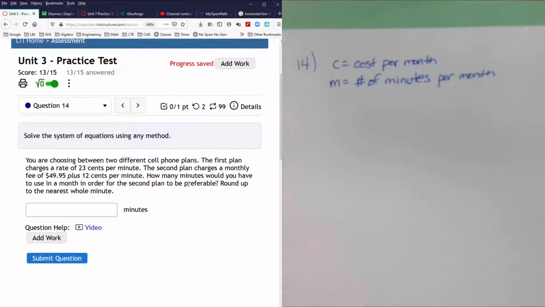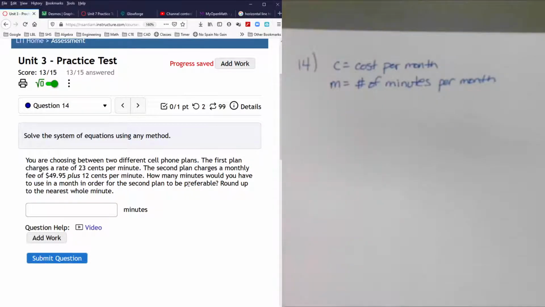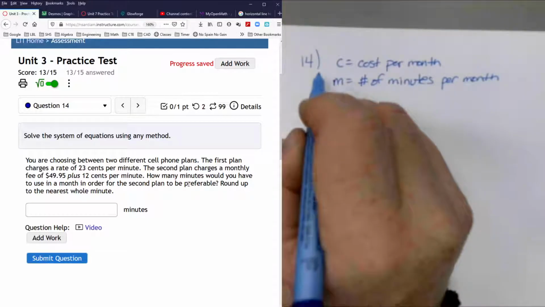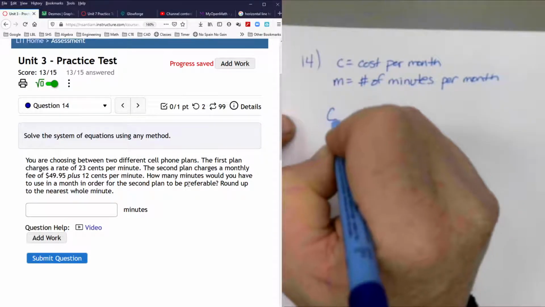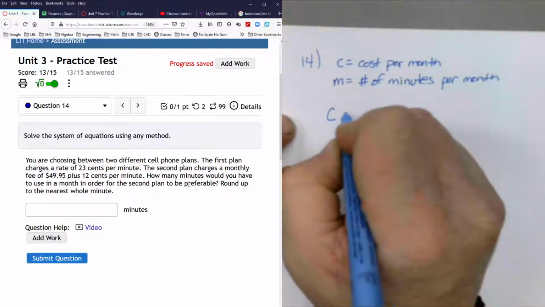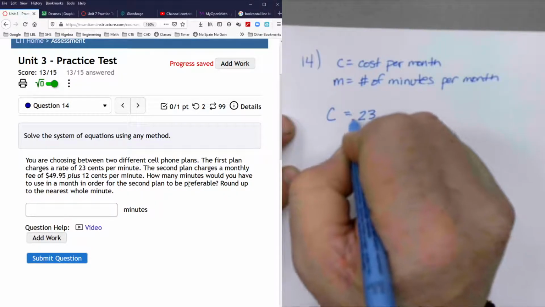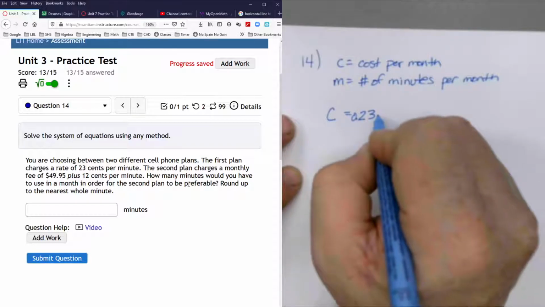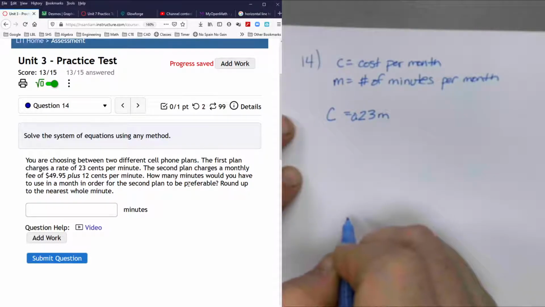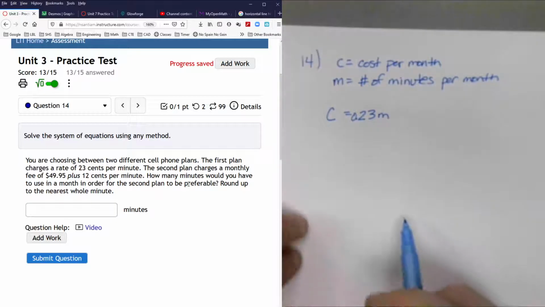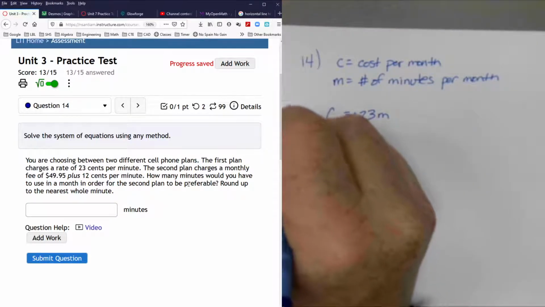Okay, so let's start comparing these phone plans. For the first plan, the total cost is going to be 23 cents a minute, so 0.23 times m. And there are no other fees or anything that go along with that. So that's the first plan.